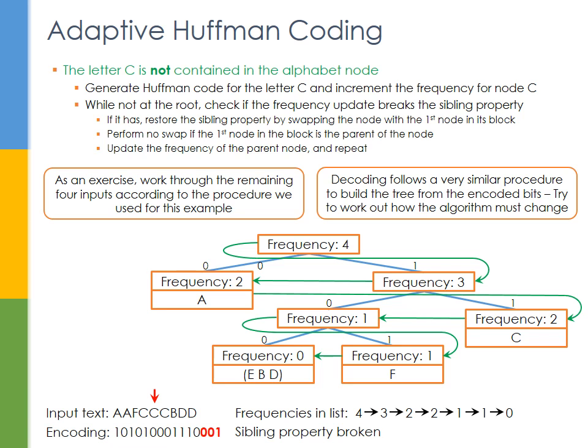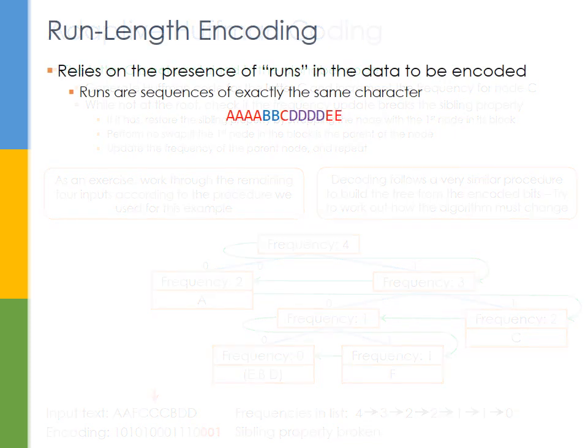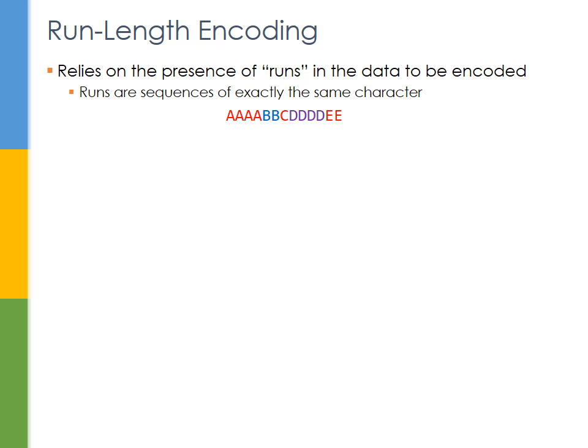So as an exercise, once again for you, look at the algorithm for adaptive Huffman encoding. There is a pseudocode representation of that algorithm in the textbook for the course, and see how you would have to update that algorithm in order to allow a decoding procedure to successfully execute. So that concludes our discussion on adaptive Huffman coding.